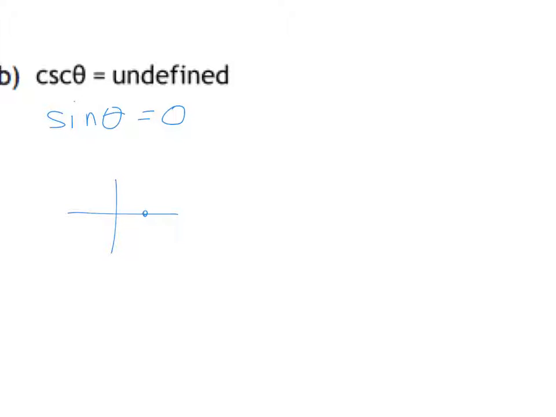So if we look at these quadrantal angles again, sine is the y value. Here's where sine is equal to 0. It's at 0 and pi and 2 pi, right? And 3 pi and 4 pi, every pi. So cosecant is going to be undefined.